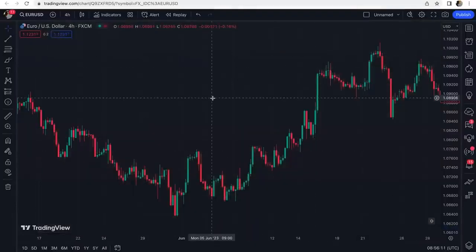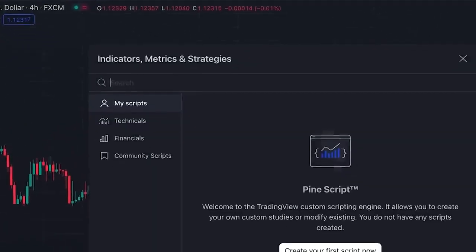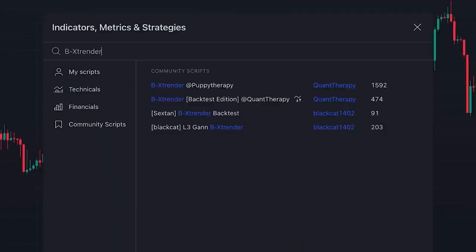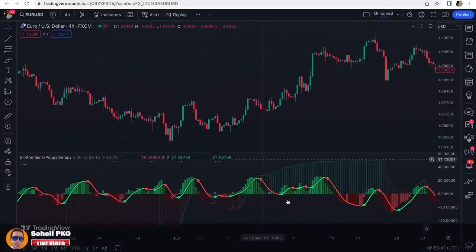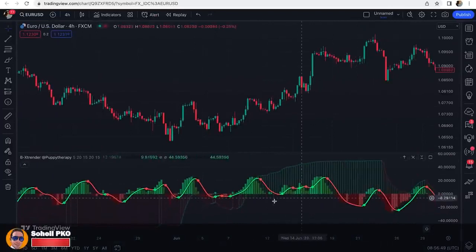Alright, to add this amazing indicator to our chart, here we click on indicators and we search BX Trender, this one, which is written by someone named Quant Therapy. Alright, this is the indicator, and as you can see, it's in the form of an oscillator with some lines and histograms that are moving above and below the center line, which is 0.